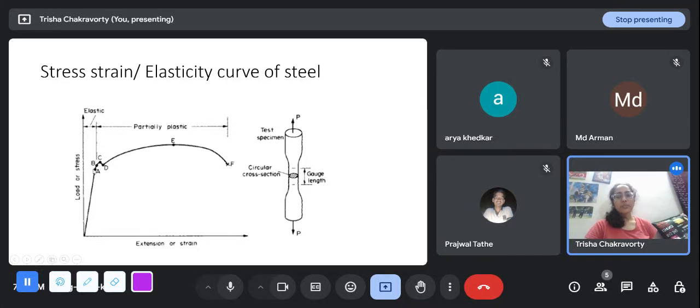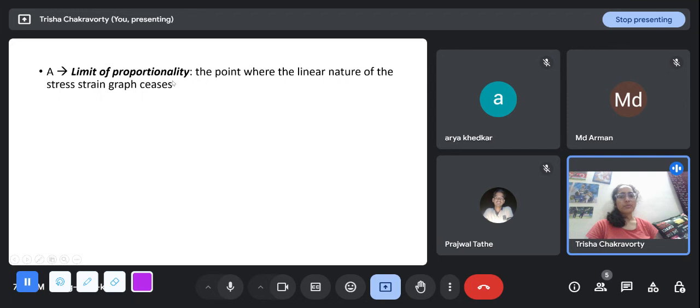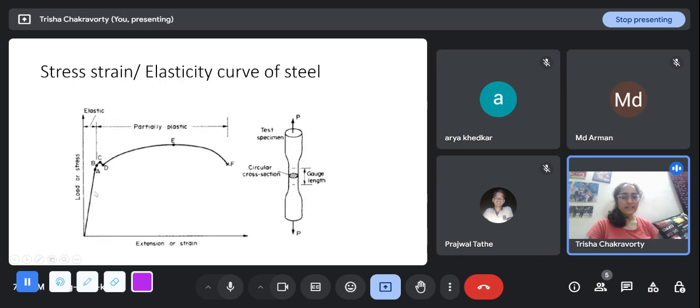There are certain important points in this curve. We will see that up to A, the curve is a linear one. So A is the limit of proportionality, the point where the linear nature of the stress strain graph ceases. And the slope of this line is Young's modulus, because when Hooke's law is followed up to A, stress is proportional to strain. So sigma is proportional to strain, and the constant of proportionality is E, the Young's modulus. So the slope of this curve is stress by strain, that is Young's modulus.